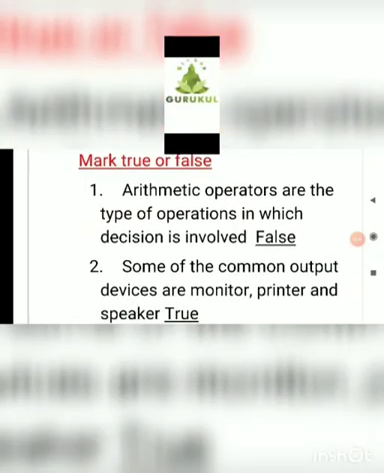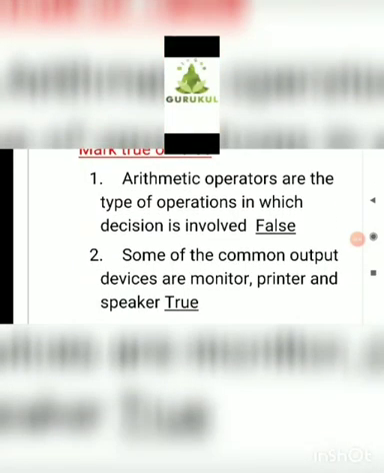Next it comes to true or false. First one: arithmetic operators are the type of operations in which decisions are involved. False. Why? The arithmetic operators include addition, subtraction, multiplication and division. All the decision capacities are known as the logical operators. So the answer will be false.